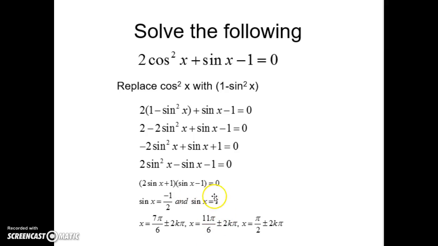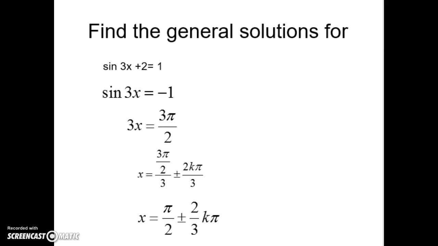We know that the sine of x is positive 1 at the angle measure of pi over 2. And again, for a general solution for sine, we're going to have to add plus or minus 2k pi.